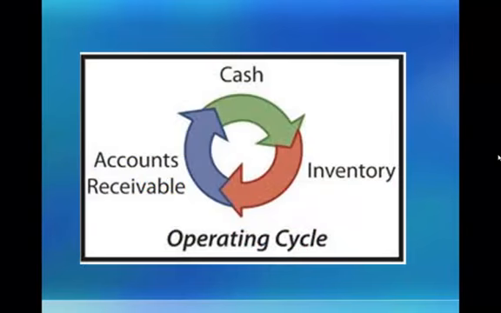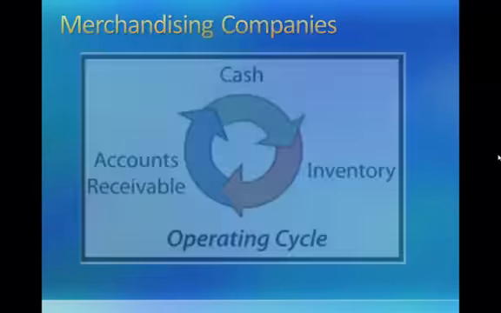The operating cycle is important in a business, and it is defined as the amount of time that it takes for cash to leave the business to purchase inventory, and then that inventory is sold to customers, and the customers ultimately return cash to the business. So an operating cycle is the amount of time that it takes from the cash leaving the business to purchase inventory to the cash coming back into the business from the sale of the inventory.